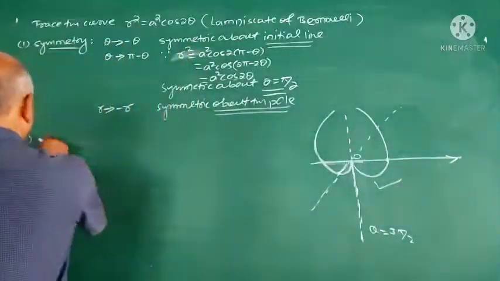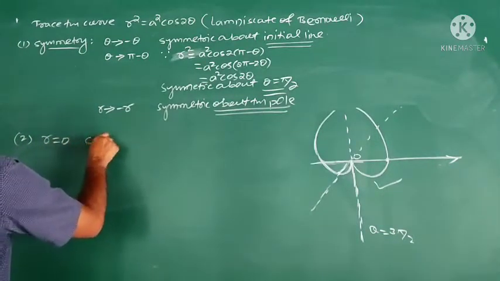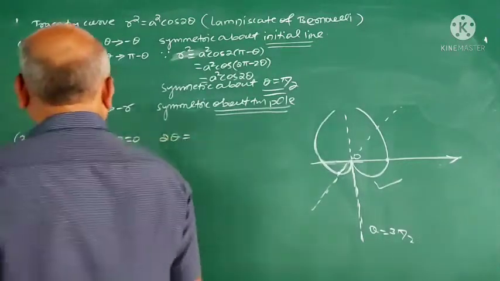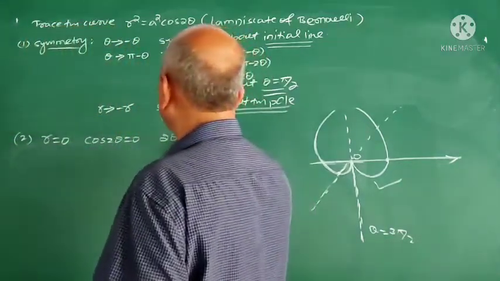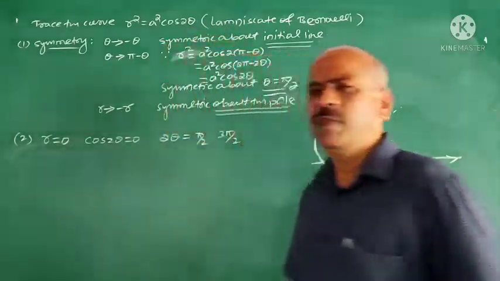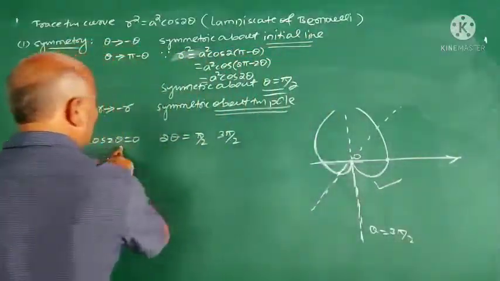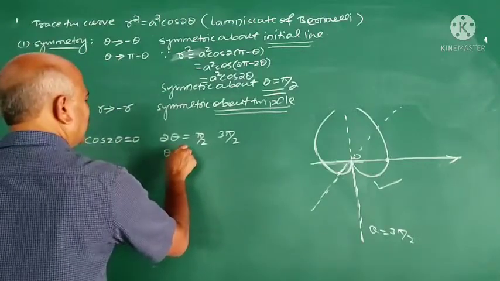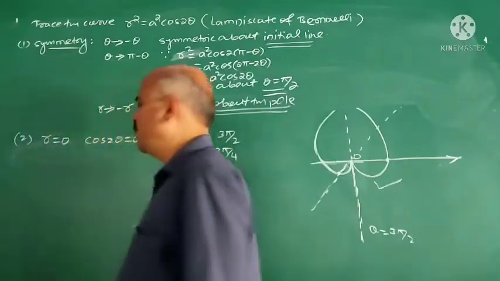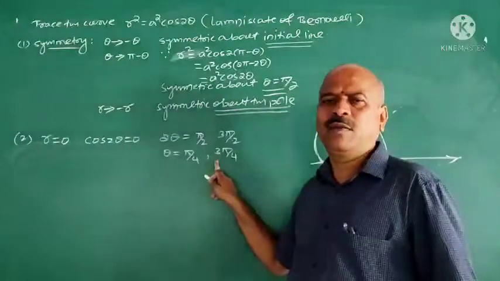Second, whether the curve passes through the pole. How do you find that? Take r is 0, you will get cos 2 theta is 0. Therefore 2 theta is, cos of which angle is 0? Pi by 2, 3 pi by 2. Odd multiples of pi by 2. So theta is pi by 4, 3 pi by 4. So by taking r is 0 we have obtained real values of theta. What does this indicate?